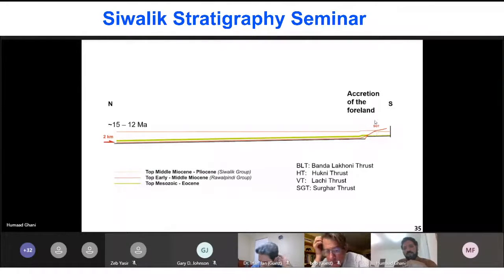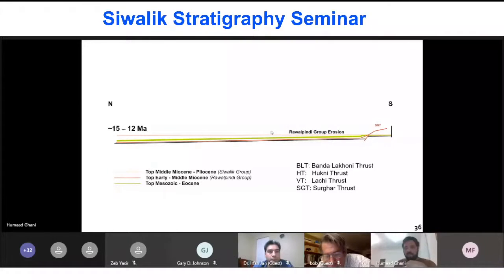on the range front, that accreted the whole stratigraphic package into one wedge, and that was accompanied by erosion of the Rawalpindi group, and that's why we don't see the Rawalpindi group here. So this is my assumption of how this could have happened in this part.